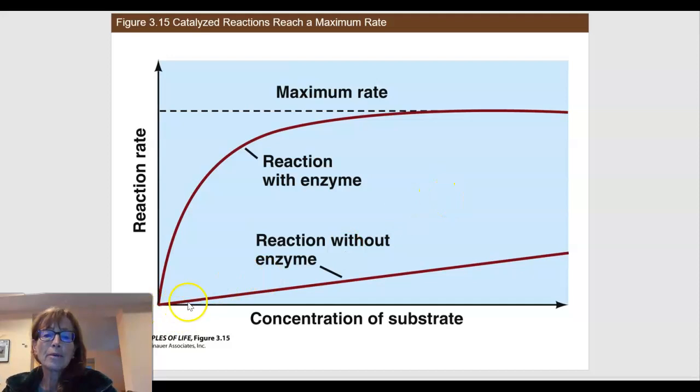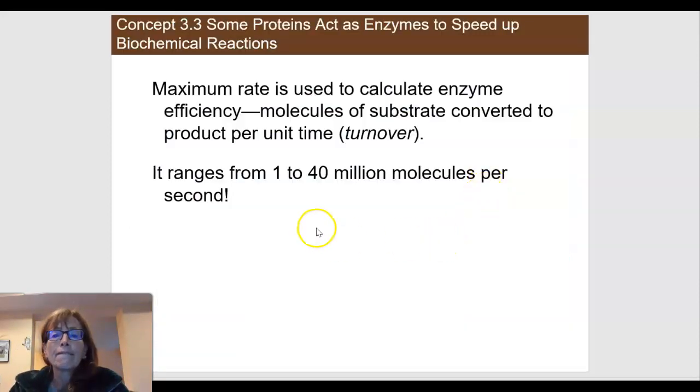Here's the reaction without the enzyme, and you can see how this is much flatter, much lower. It would take a long time to reach the final products of the reaction, much longer than if it has an enzyme.